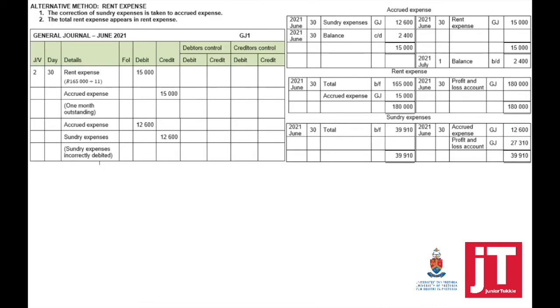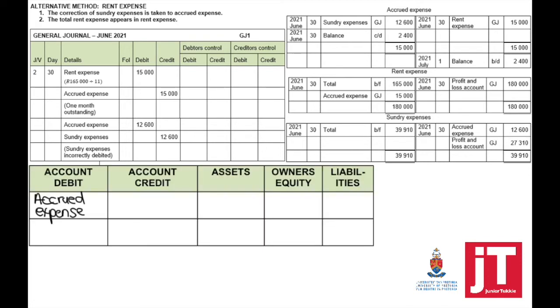This is the alternative method which I spoke about, where the correction of sundry expenses is taken to accrued expense, which means that the account debited is accrued expense. Remember that accrued expense is a liability, so it will show that our liability is less. Account credited, sundry expenses, because we need to correct the sundry expenses. So sundry expenses will be credited.